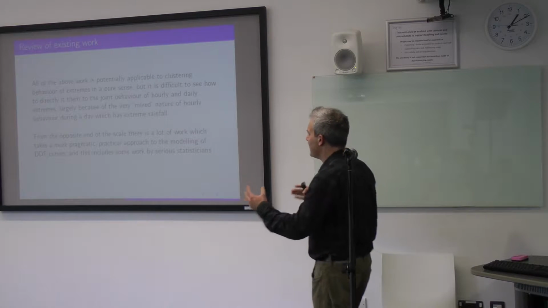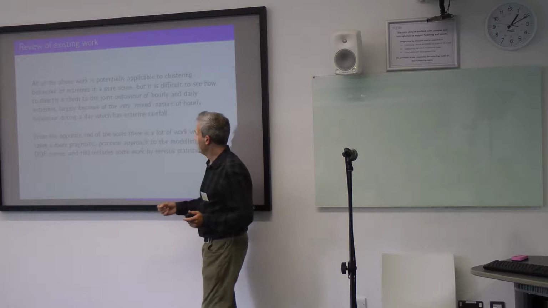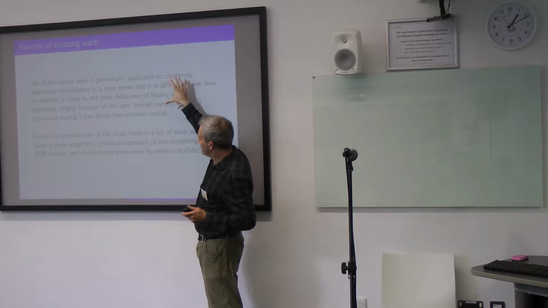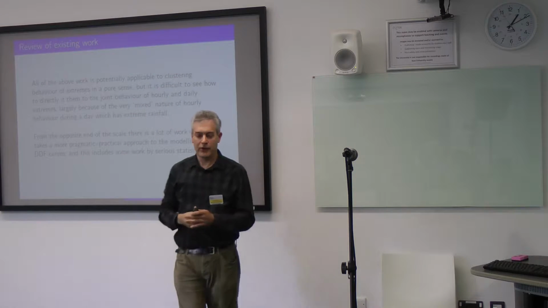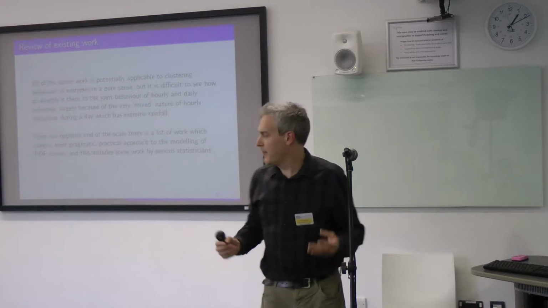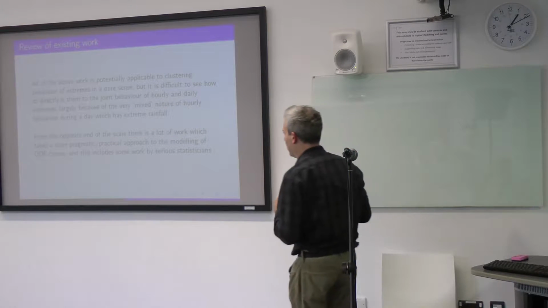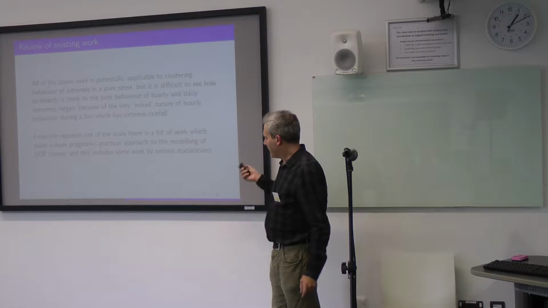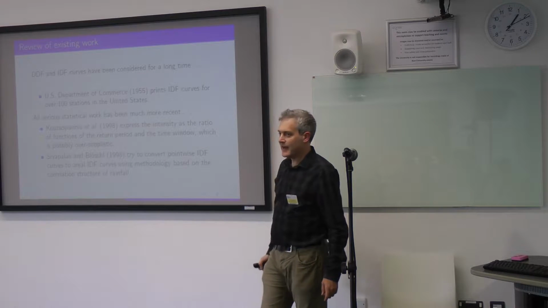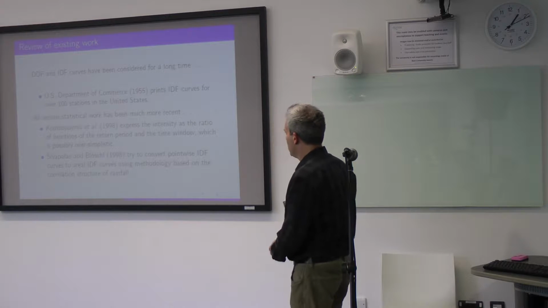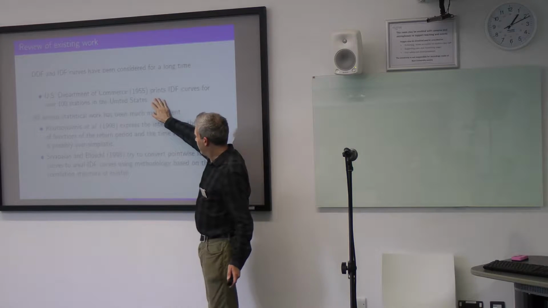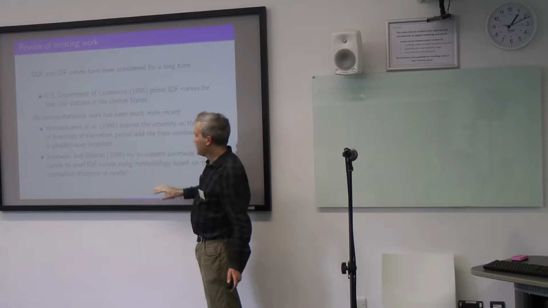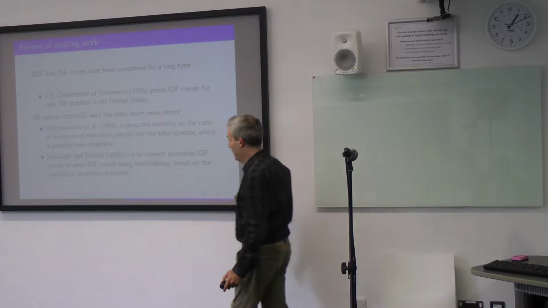That work is potentially applicable to the clustering behaviour of extremes, if we think of them in a pure sense. But it's difficult to see directly how to apply that to something as complicated as a day's rainfall, where we get this mixture of different things going on. And then at the opposite end of the theoretical scale, there's lots of pragmatic work looking at DDF curves and IDF curves. You can find IDF curves for more than 100 stations in the United States in a catalogue available from 1955.